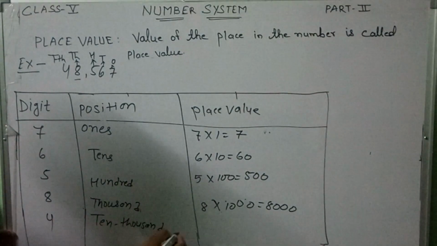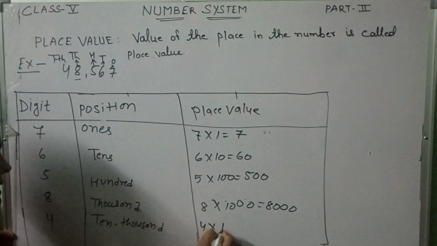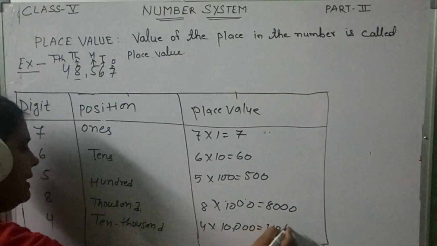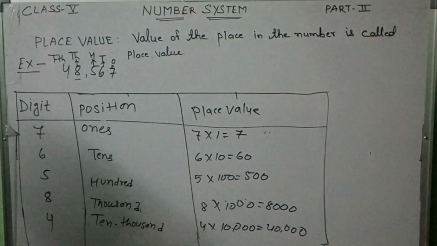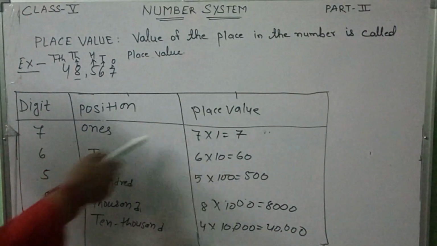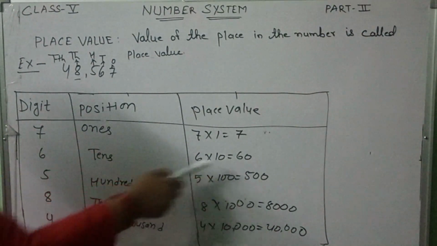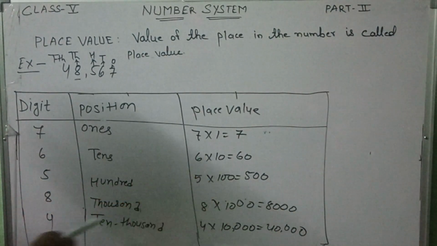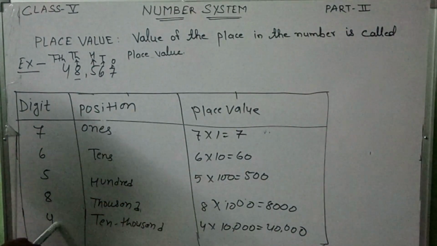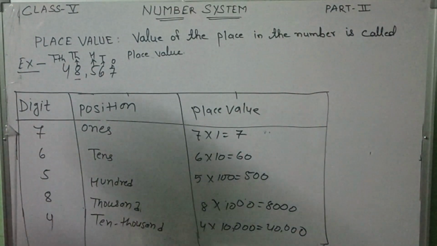Okay. Then next one is the 4, which is the 10,000. That is 40,000. Okay. Now we get the place value of each digit. Place value of 7 is 7. Place value of 6 is 60. Place value of 5 is 500. And place value of 8 is 8,000. Place value of 4 is 40,000.